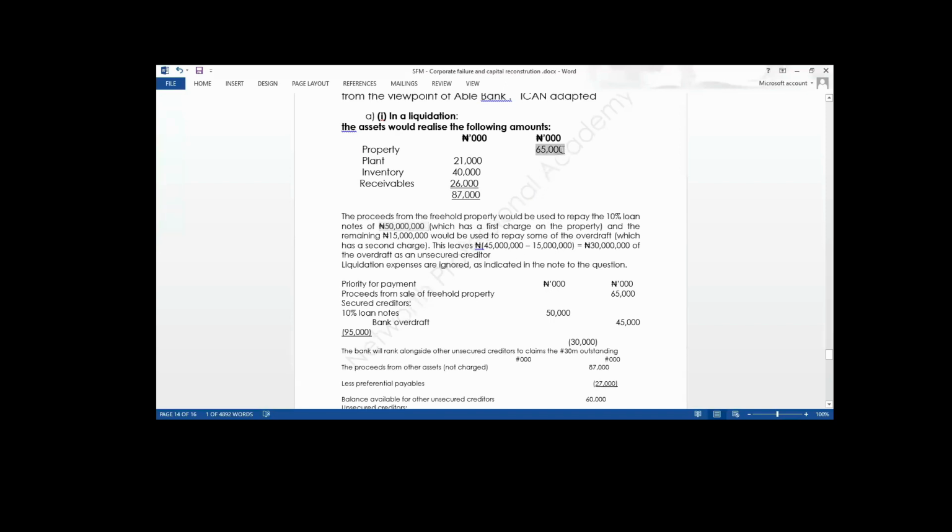From the proceeds of that asset, if the secured asset is not sufficient to settle the liabilities, then the creditors become unsecured creditors. In this case, bank becomes an unsecured creditor to claim the 30 million outstanding balance.